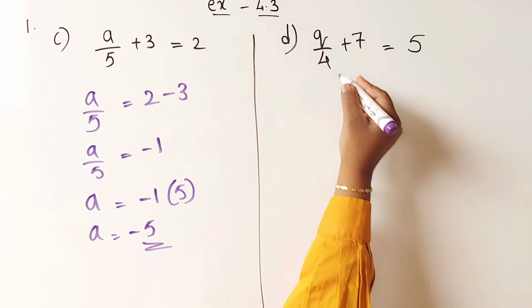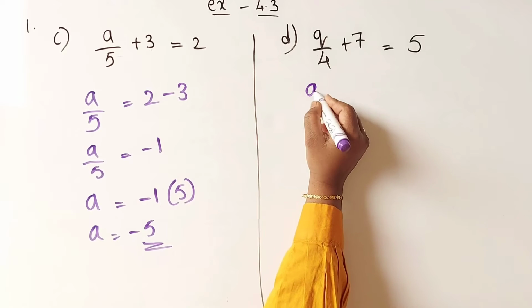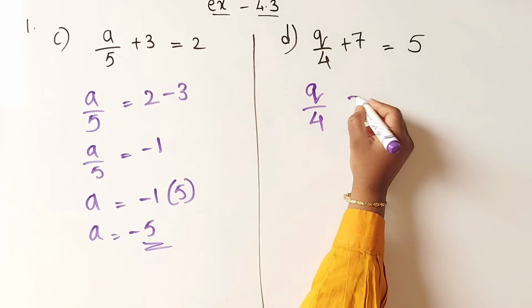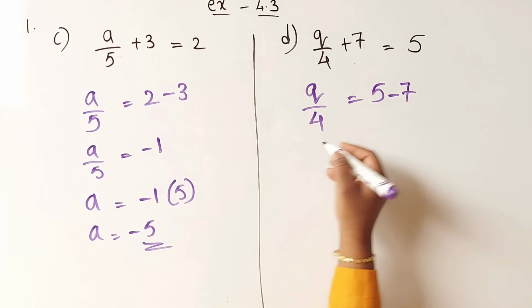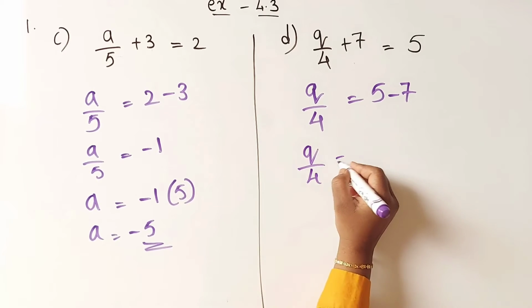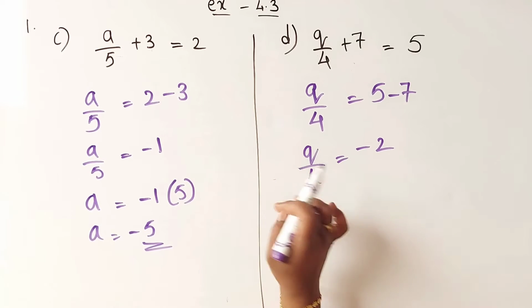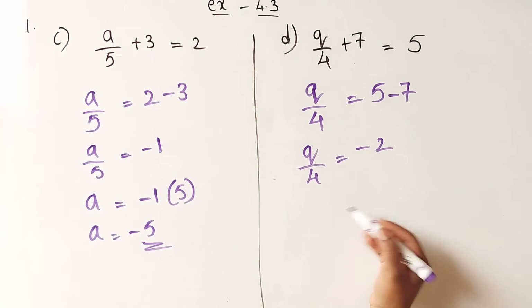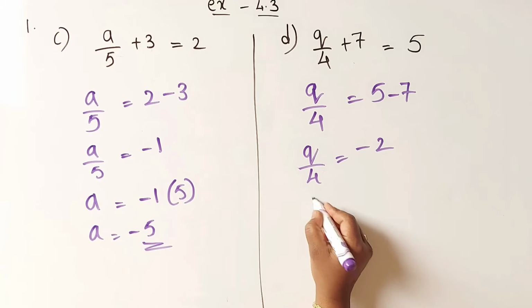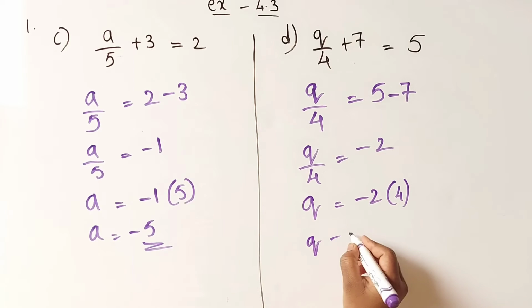Question D, children, q by 4 plus 7 equal to 5. Here we have to find out the q value. So keep this q by 4 on the left hand side. Send this 7 to the right hand side. So it will be negative 7. Now q by 4 equal to minus 2. We want only the q value. So send this 4 to the right hand side, children. It is dividing now. When you are sending to the right hand side, it will multiply. Therefore q equal to minus 2 into 4. That is minus 8, children.